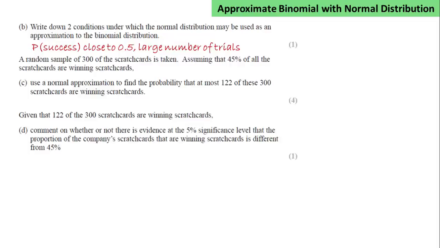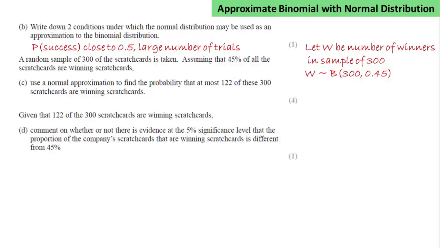So in this instance we have a random sample of 300 scratch cards, and we're going to assume 45% are winning cards, and we want to use a normal approximation to find the probability that at most 122 of these 300 cards are winning scratch cards. So we let W be the number of winners in a sample of 300. So W twiddles B(300, 0.45). Here, the mean of this binomial distribution is np. This is available in the formula booklet. We calculate it as 135.